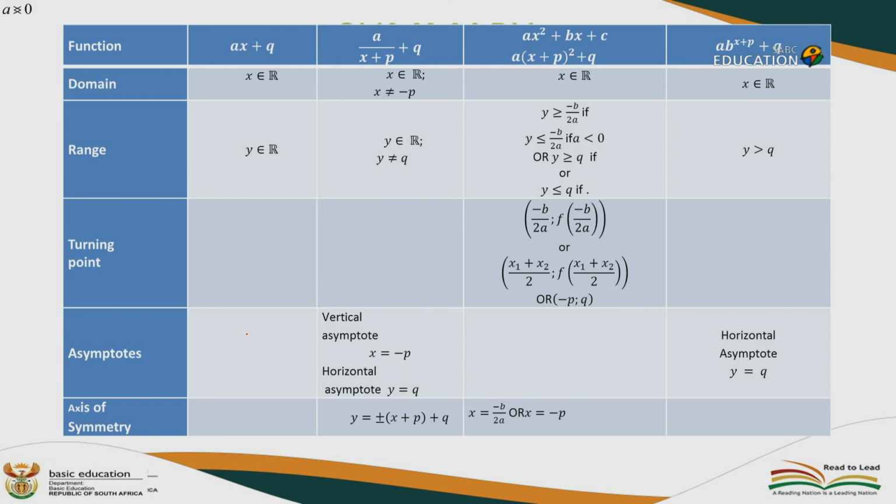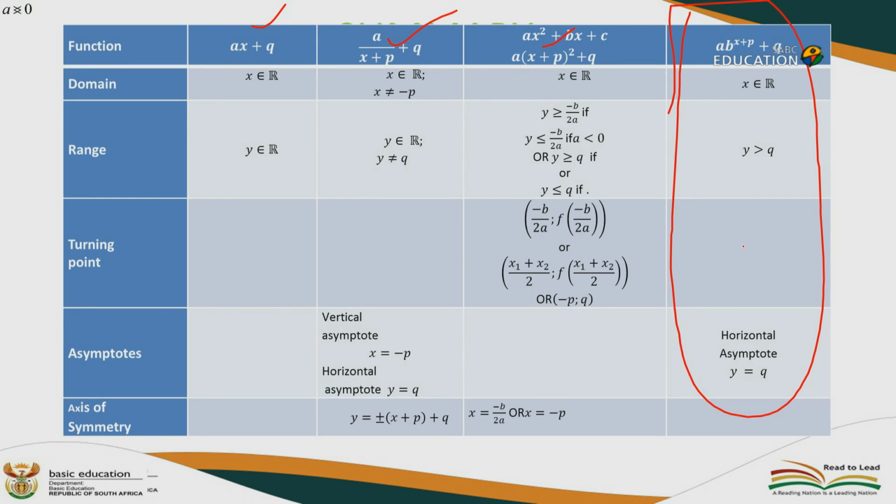Now, this gives us a summary. Remember, our concentration was on the exponential graph. You still have to do those, but our concentration was on the exponential graph. Now, what does our summary say?